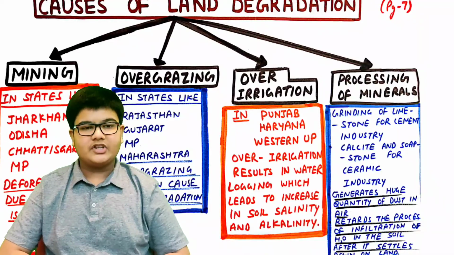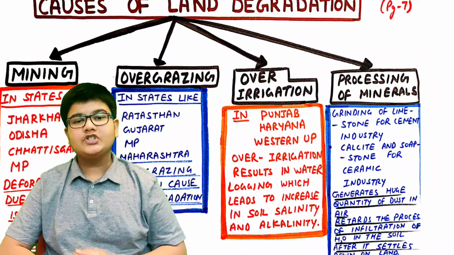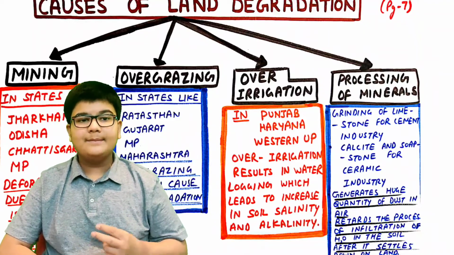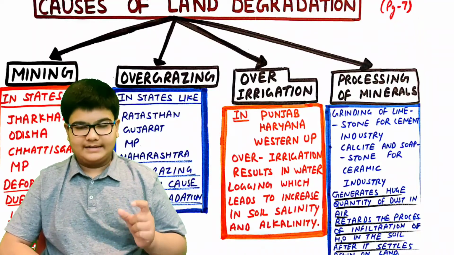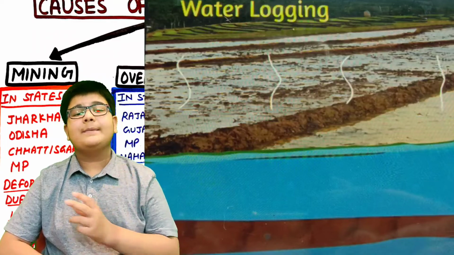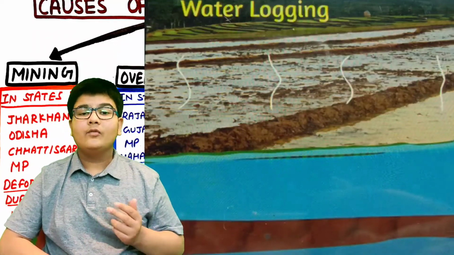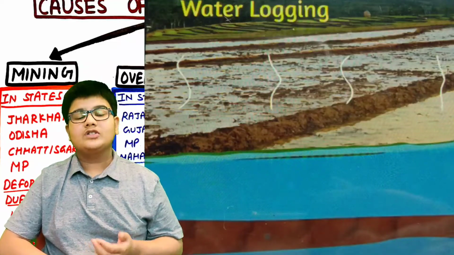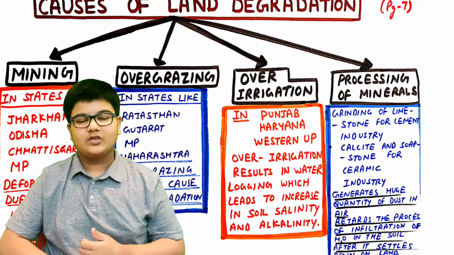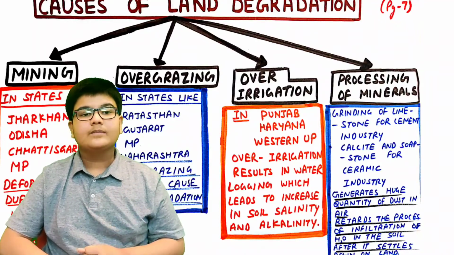Third, over irrigation. So in states such as Punjab, Haryana and Western Uttar Pradesh, over irrigation is the main cause of land degradation. So over irrigation is that more water is supplied to plants than is required. So now obviously this will result in waterlogging, and this also increases the amount of salt in the soil and also increases the alkalinity of soil. So this makes the soil very infertile.